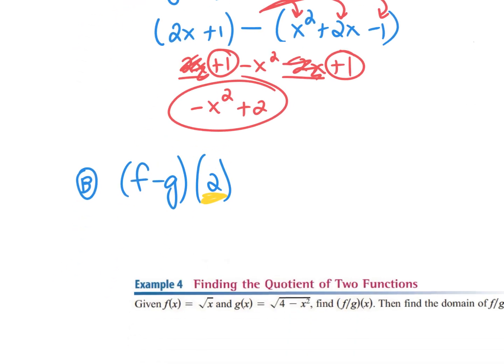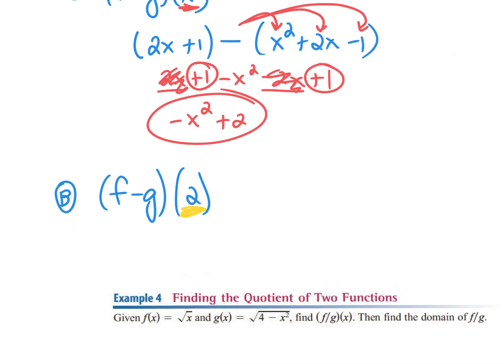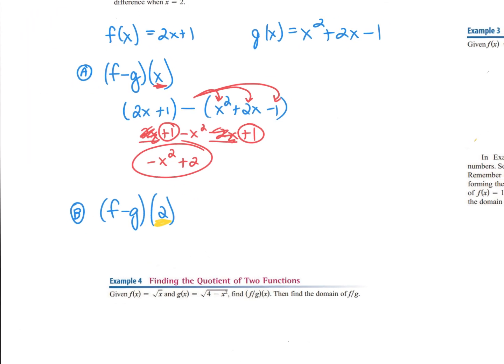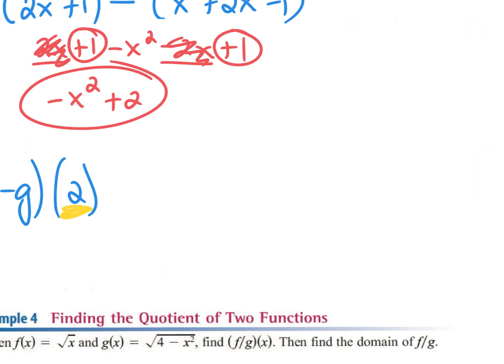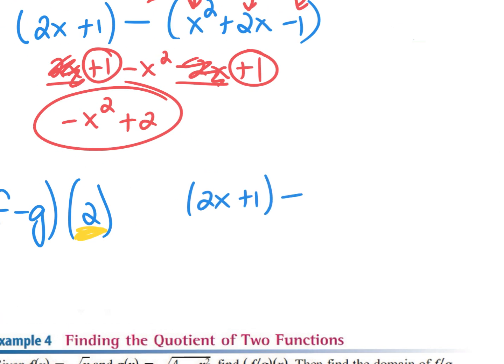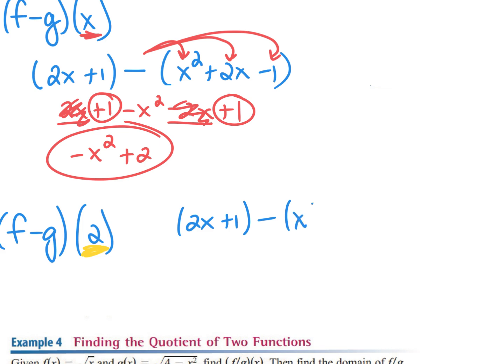So in the next case, you might be given a problem, and it says, here are two equations, f minus g, but instead of x, what do they want you to plug in for all of the x's you see? 2. Now you can do this one of two ways. You can combine the two together and then plug the 2 in, or you can just plug the 2 in every x you see, meaning, I'm going to rewrite it. It was 2x plus 1, right? Minus x squared plus 2x minus 1.